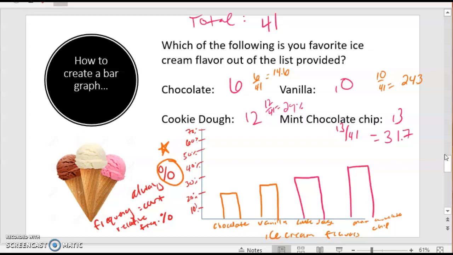Not very significant. I don't see really big differences. I can even say that chocolate was the least favorite, mint chocolate chip was the most favorite, but overall, it was a pretty even distribution. So that's how you're making your bar charts. Big thing is the bars are separate, which we're going to talk about on this next slide.